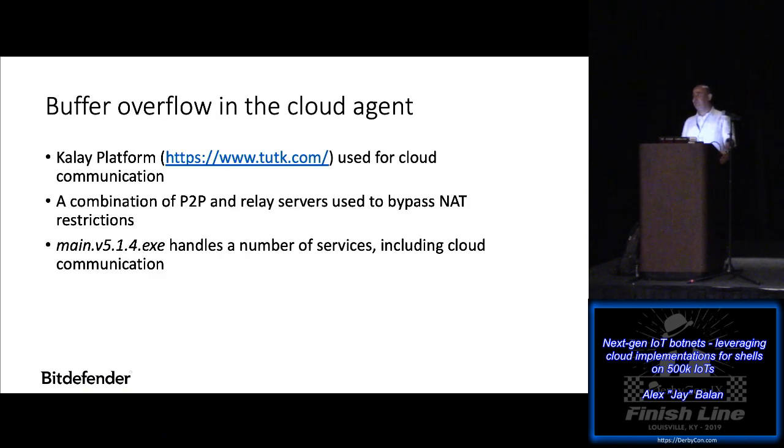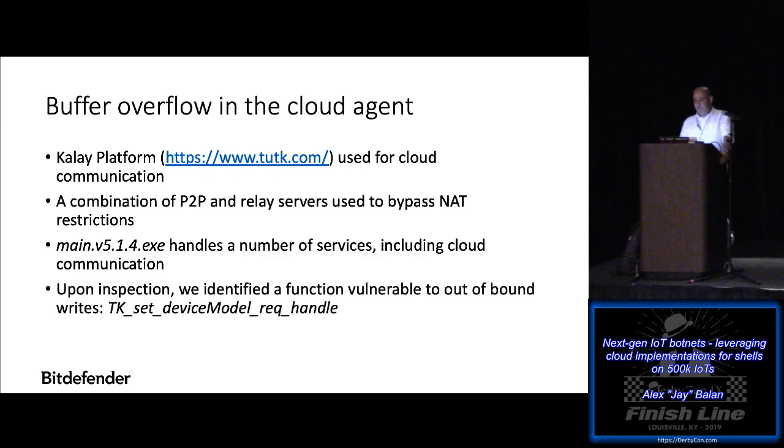So the first thing that we discovered was a buffer overflow in the cloud agent. As I was saying, a lot of the IoT vendors get the cloud from a different vendor. And that particular cloud agent running on the firmware of the device was from the Calais platform, which is a combination of P2P and relay server used to bypass NAT restrictions. And the application running on BusyBox was main v514.exe, because why not? Why shouldn't you have exe running on BusyBox? And upon inspection, we identified a function vulnerable to out-of-bounds writes, which is called TK set device model requeue request handle.